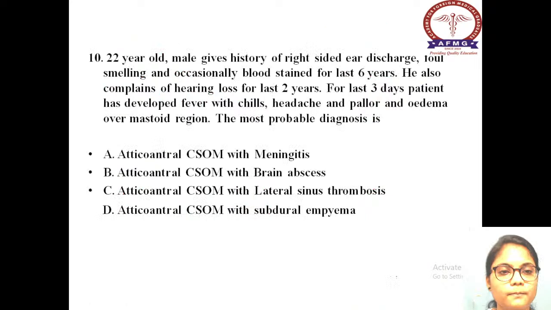So the next question is a clinical case question. A 22-year-old male gives a history of right-sided ear discharge, foul smelling and occasionally blood stained, for the last 6 years. He also complains of hearing loss for the last 2 years.